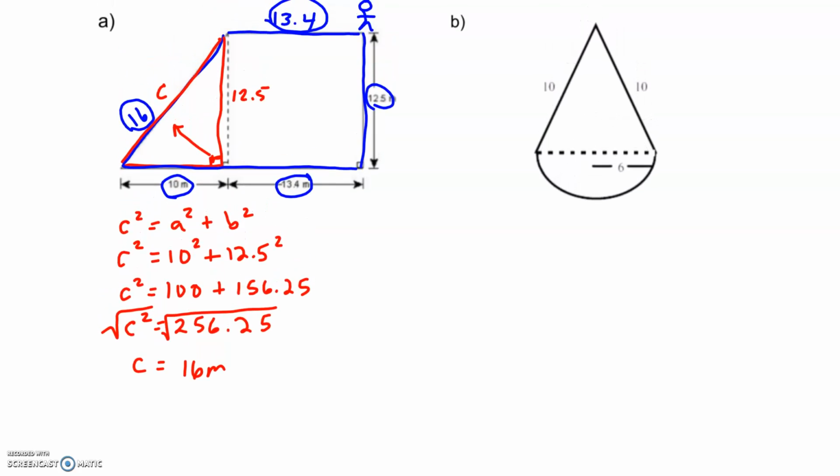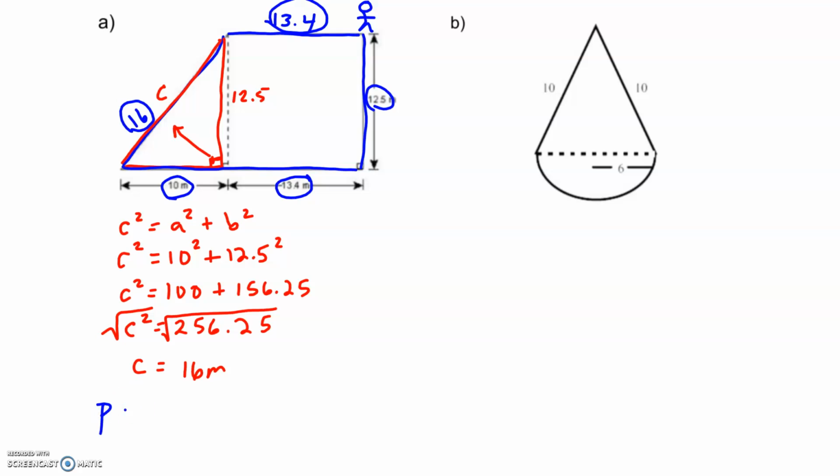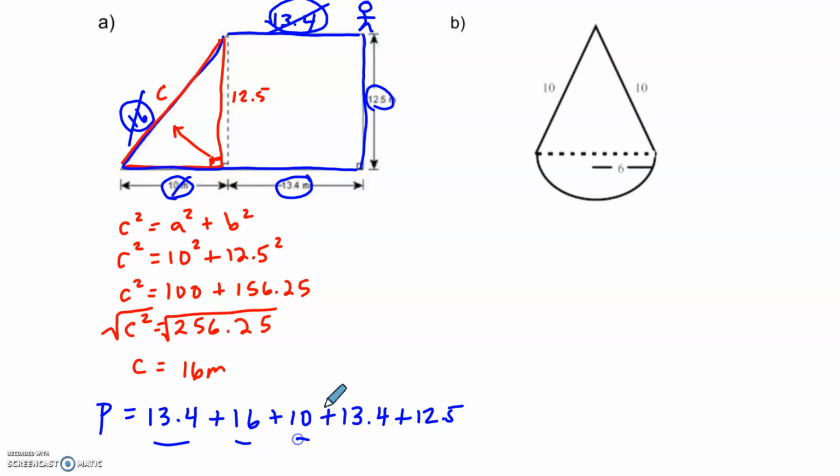So I'm just going to try and keep everything in the same screen. So I'm going to go perimeter equals 13.4 plus 16 plus 10 plus 13.4 plus 12.5. And sometimes what I do is as I write the number down, I might cross it off or put a check mark. So I wrote the first 13.4, that's here, plus 16, plus 10, plus 13.4, plus 12.5. And then I don't have to worry about missing any numbers. All right, last step, let's put that in our calculator and we'll see what we get.